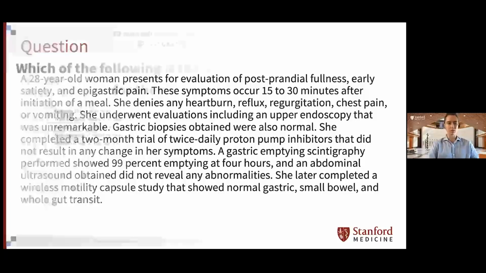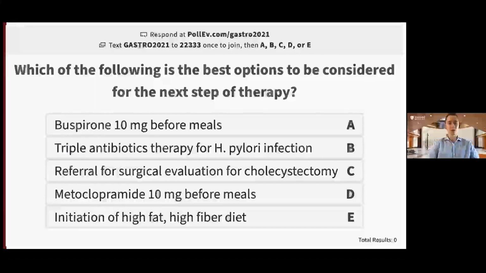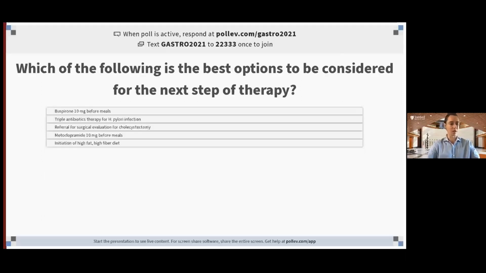So if we move on to the next part of the question, which of the following is the best option to be considered as the next step in therapy? Option A is buspirone, 10 milligrams before meals. Triple antibiotic therapy for H. pylori infection. Referral for surgical evaluation for cholecystectomy. Metoclopramide, 10 milligrams before meals, or initiation of a high-fat, high-fiber diet. So if we're able to launch the option on Poll EV and then go back to the question stem, that would be great.